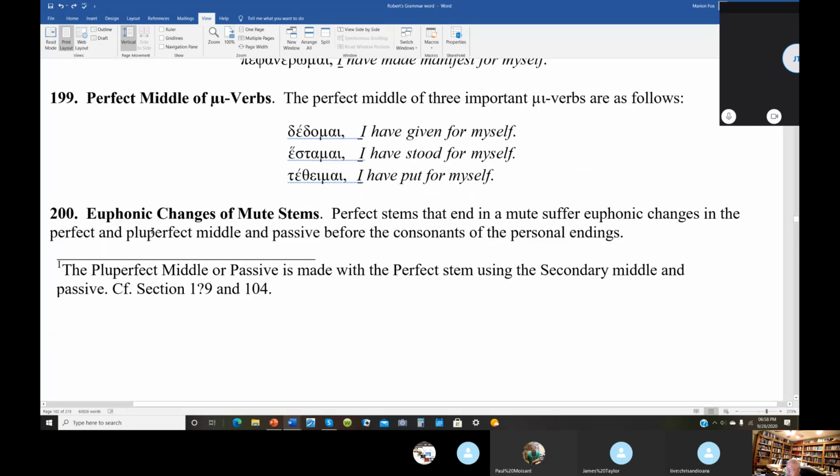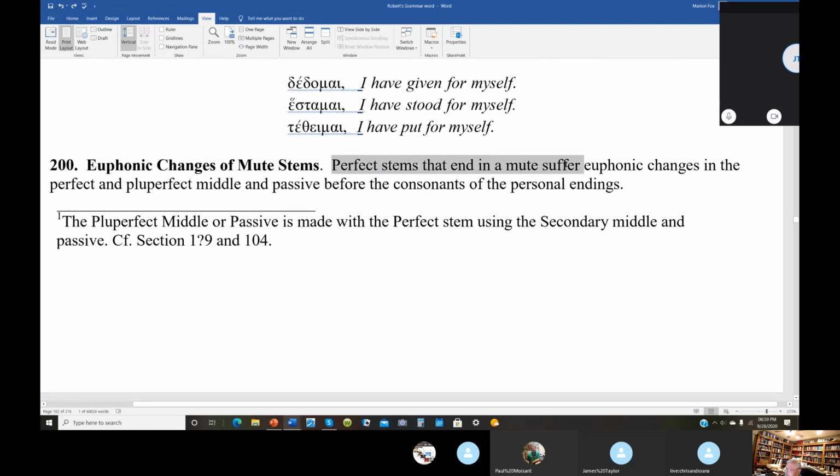Now, the euphonic. This is from phone for sound, and then epsilon upsilon for good. So it sounds good. What they mean here is they're going to put vowels together so they'll sound good. You wouldn't put two vowels together that didn't make a diphthong, for example. You'd want to make it sound good to the ear. And so that's changes in mute stems. Perfect stems that end in a mute suffer euphonic changes in the perfect, pluperfect, middle, and passive before the consonants of the personal endings.